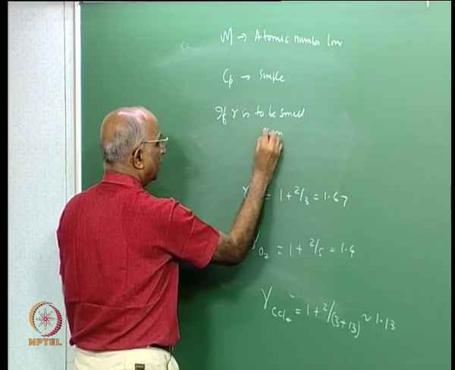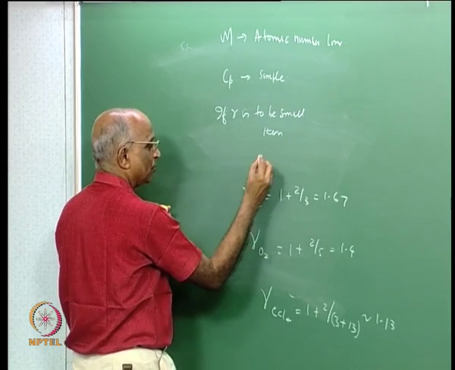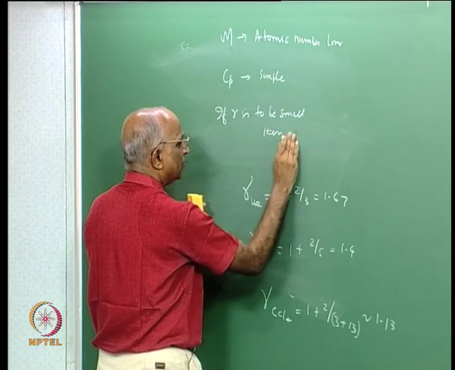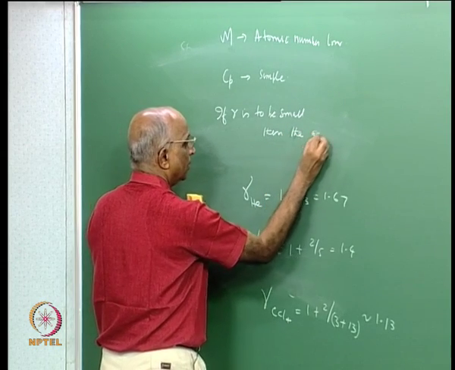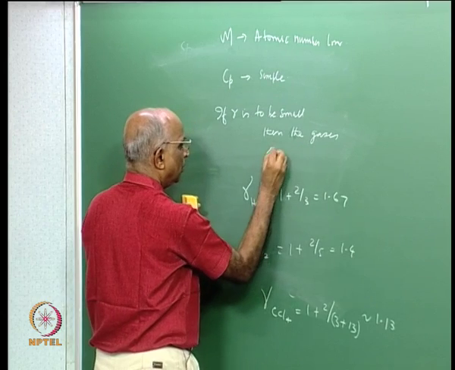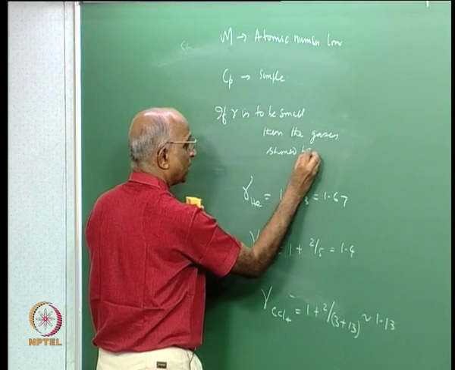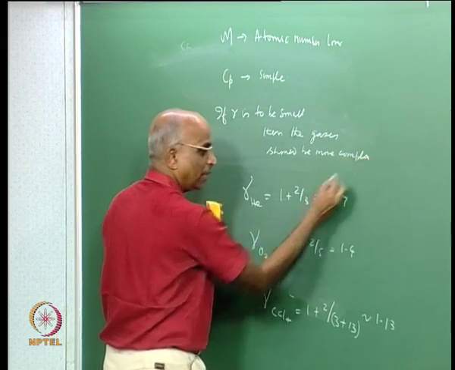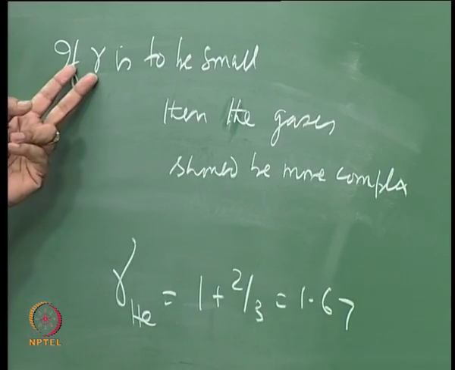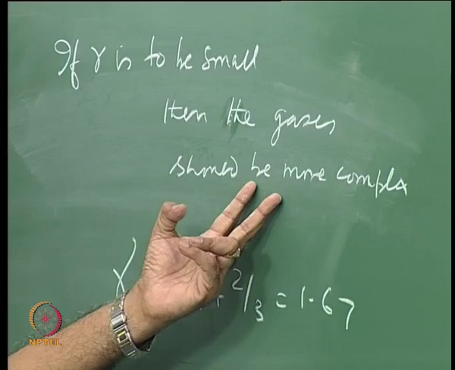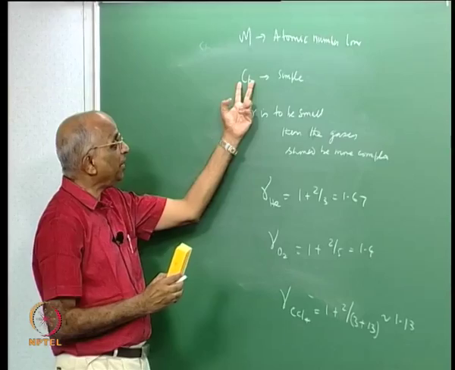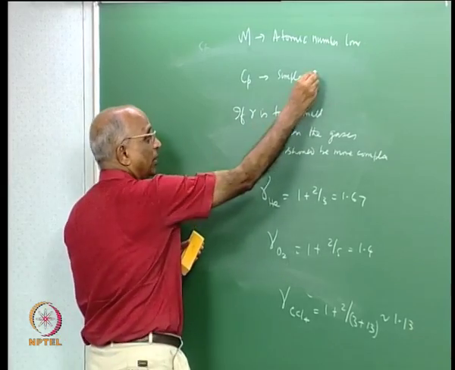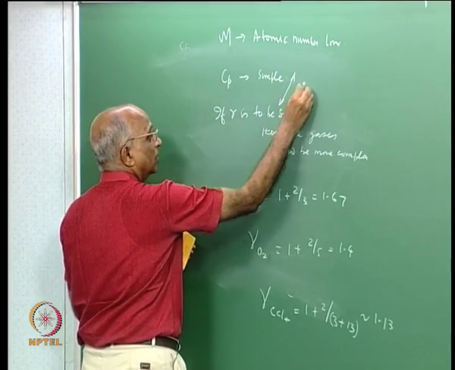then the gases passing through the nozzle should be more complex, right. Gamma requires to be small, the gases must be more complex, but for Cp to be small, the gases must be simple. It is just opposite of what we want.